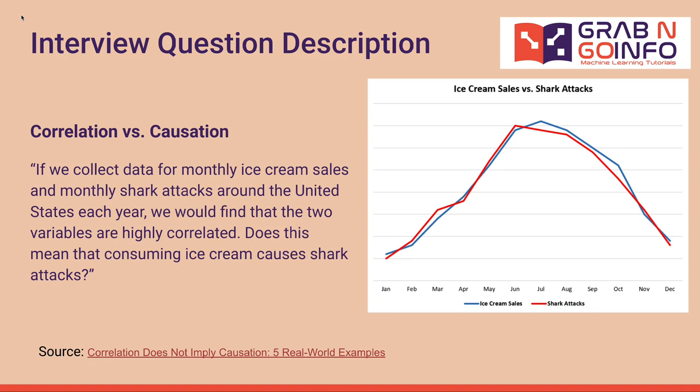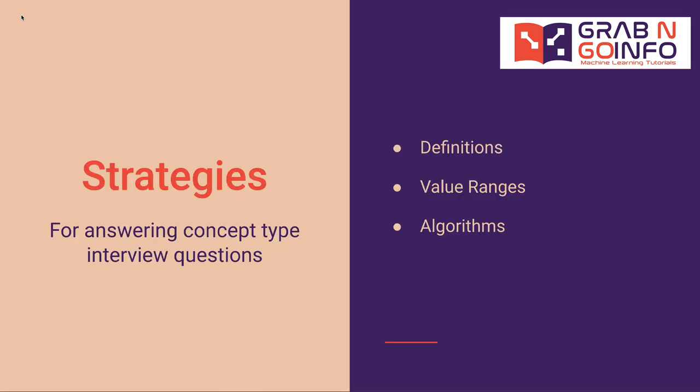We will answer the question in three steps. In the first step, provide the definitions for correlation and causality. In the second step, talk about the value range for correlation and causality and how to interpret the values. In the third step, list the algorithms for calculating correlation and for causal inference. Here is an example answer to the question.